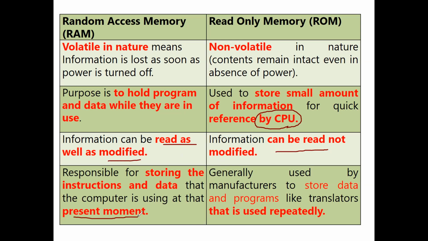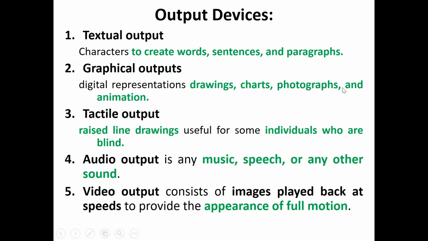Whereas read-only memory is generally used by the manufacturers to store the data and programs, like translators, that are used repeatedly. As I said, during the time of booting, whenever you want to boot the computer, you have to go to the operating system, let's say Windows, Macintosh, Linux, etc. That will be done by this ROM. So this is a major difference we could see in RAM and ROM. These are all small things which you can see.